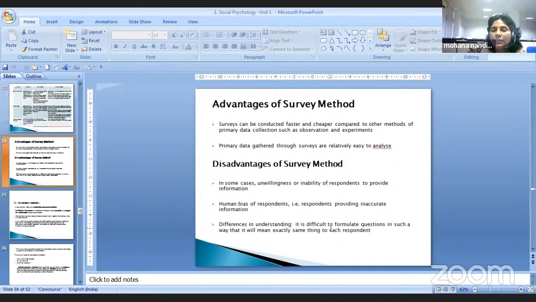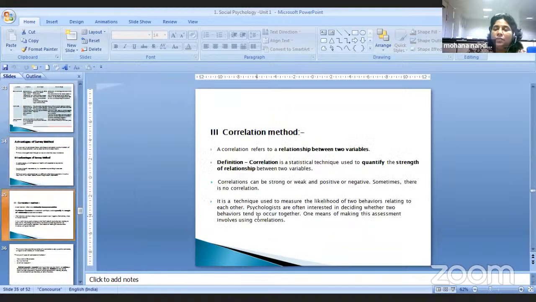Here, difference in understanding: it's very difficult to formulate a question in such a way that it will mean exactly the same to each respondent. Understanding level differs from person to person, and based on that it also happens.